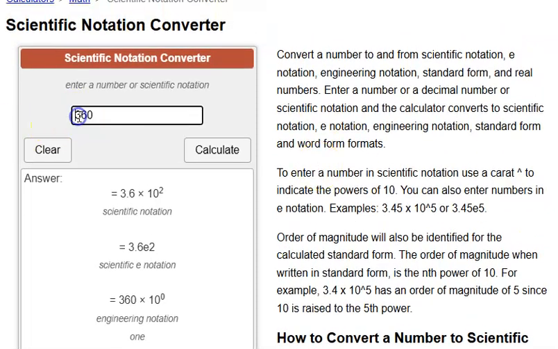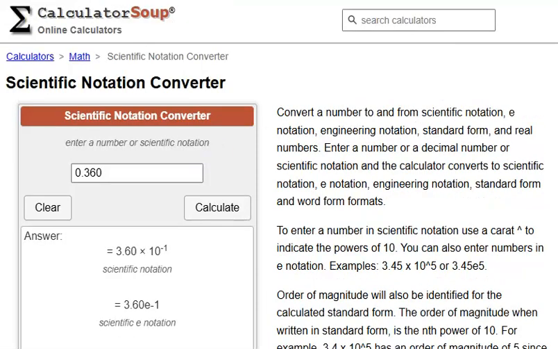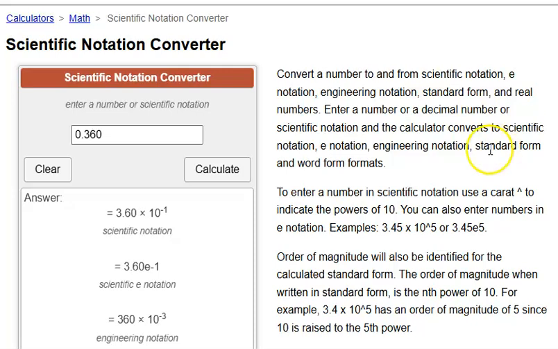What if we had 0.36 and click the calculator? Let's look at it. Because we are moving the decimal point from in front of the 3 to between the 3 and the 6 to create a whole number, we're moving the decimal 1 place to the right, and that is why we end up having a -1. The negative is telling you that to get the real number, you have to move the decimal to your left. Okay?